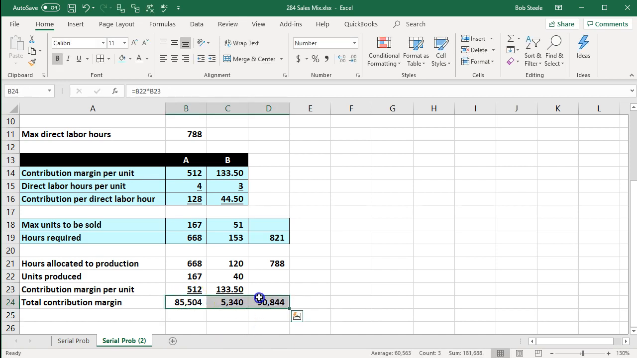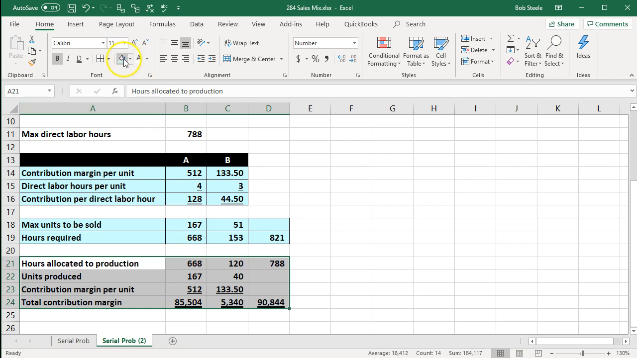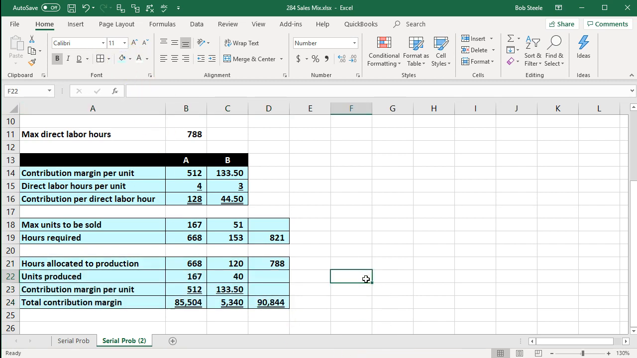I'm going to go ahead and highlight this, and we'll font underline here. Then we'll highlight this whole thing, make it blue, put the grid lines around it, and there's going to be our sales mix. So here's going to be the hours, here's going to be the units we create, and the total contribution margin.